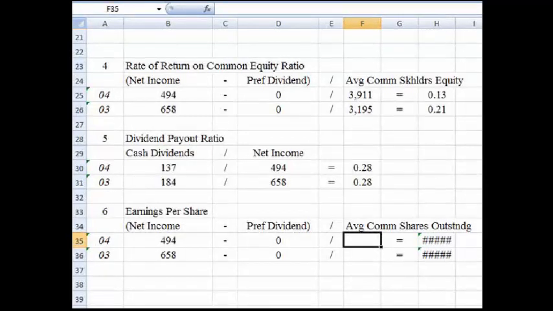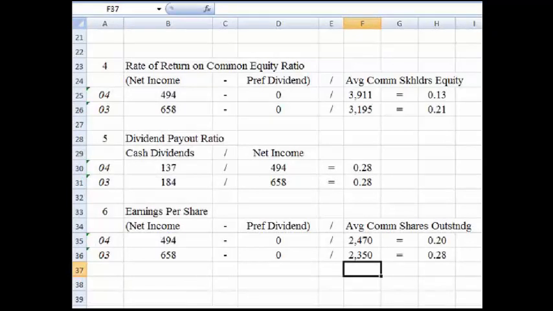On the 04 line, the 2,470,000 average number of common shares outstanding gets entered as 2,470. On the next line down, the 2,350,000 gets entered as 2,350. The results of this ratio, the 20 cents and 28 cents per share, will only reflect good information as it is compared to the industry averages of the industry in which this company operates.